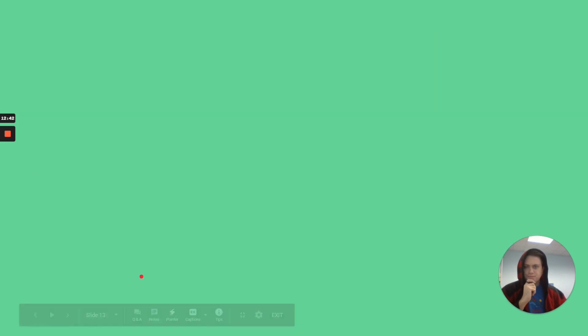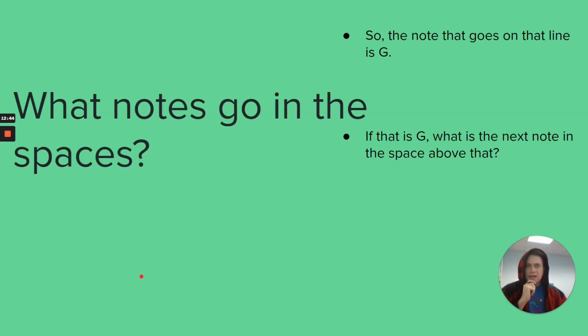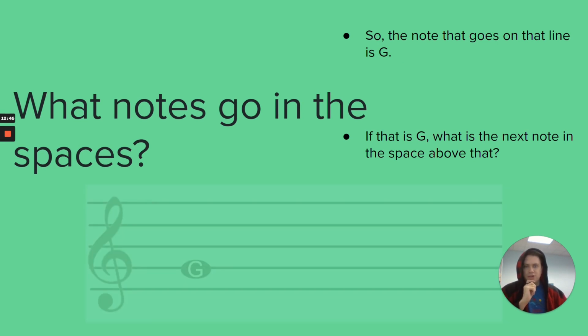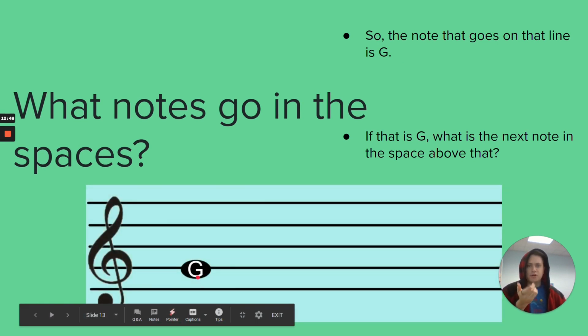So if the note that goes on that line is G, there it is. There's G on that second line. 1, 2. This is where it curls around. The G is there. If that's G, what note goes in the space above that? So this space right here where my pointer is. So G is on that line. What is in this space above that line?